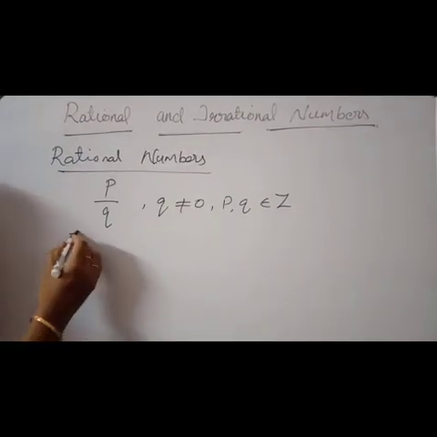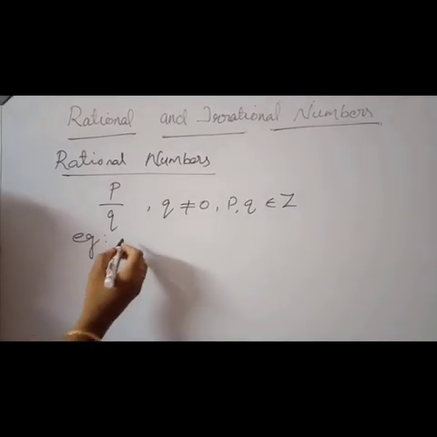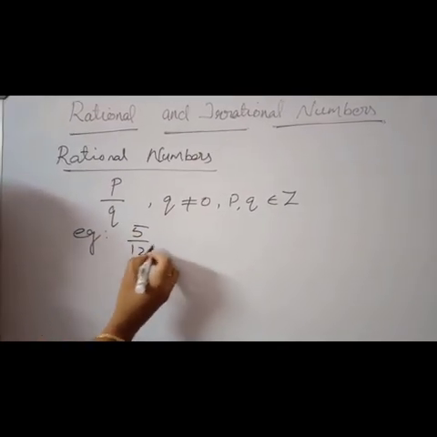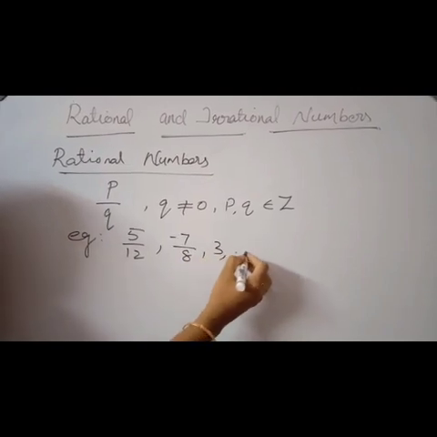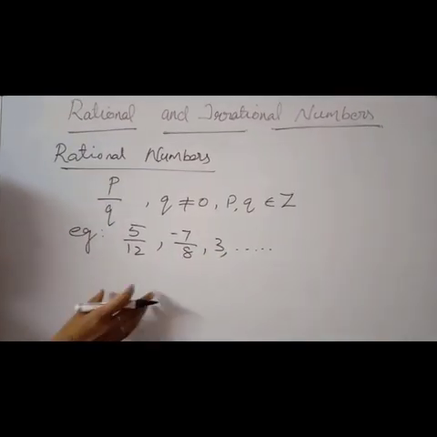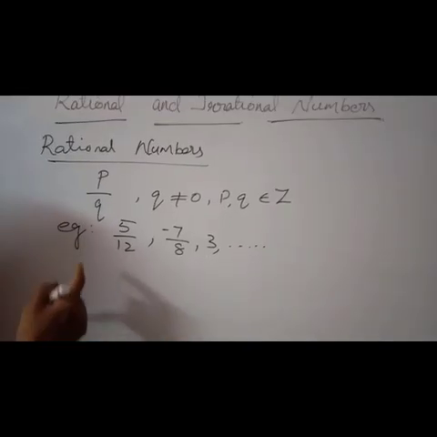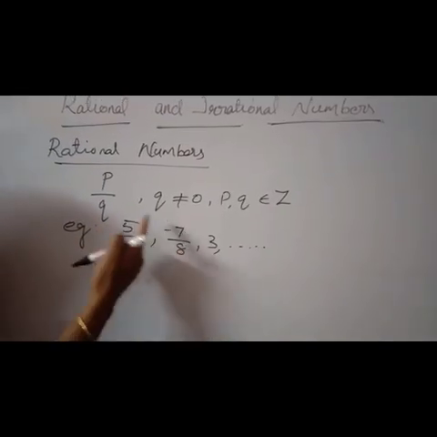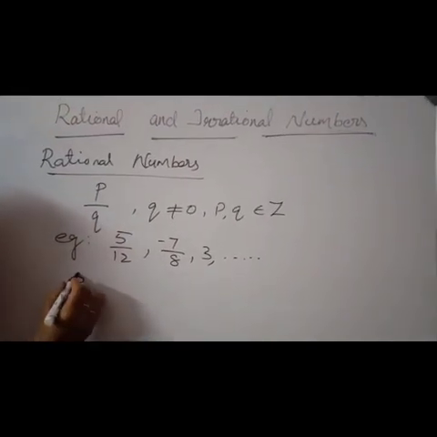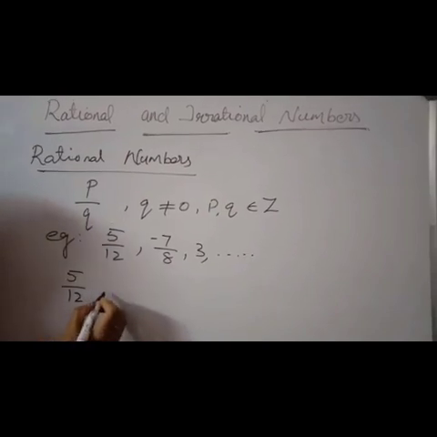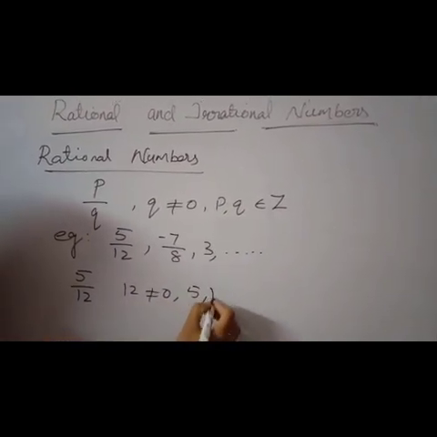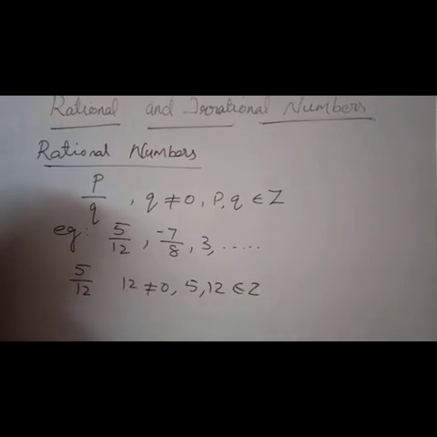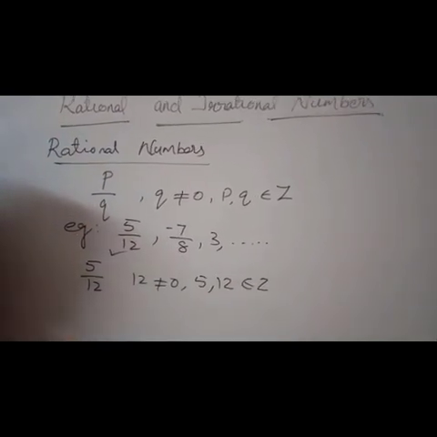For example, 5 by 12, minus 7 by 8, 3, etc. These are examples of rational numbers. Now let's check whether these satisfy the condition or not. 5 by 12: 12 is not equal to 0, yes. And 5, 12 belong to the set of integers. So this is an example of a rational number.